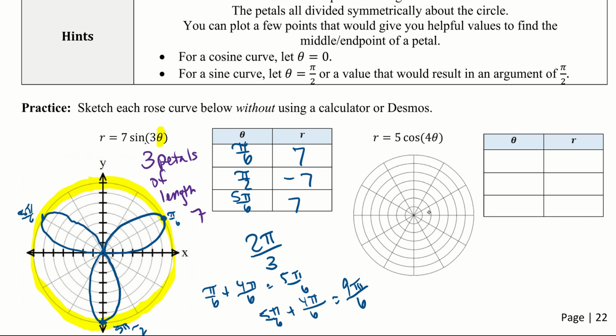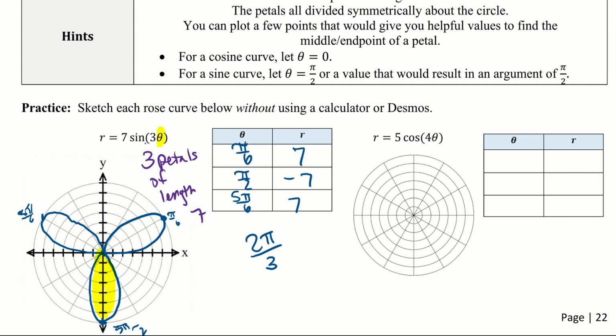Which is where I landed ultimately. I plugged in a pi over 2, but remember I got a negative, so it went backwards. So that could help you also figure out where these petals are: divide up your circle and move that many units. It's not always easy to do that computation, but it does work. All right, let's think about this one. Oh, and let's also notice I have an odd number of petals on a sine graph. One of my curves is along the y-axis.